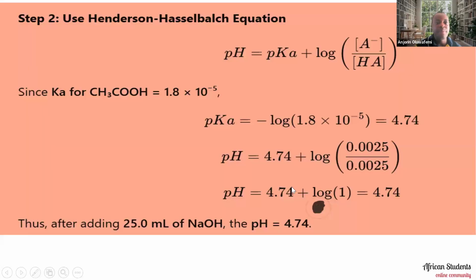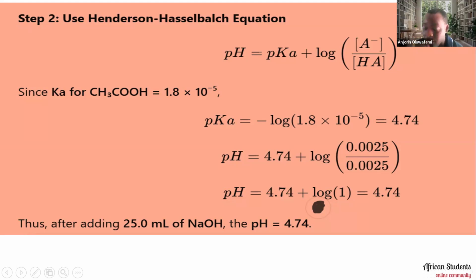Okay, so the second step is to use the Henderson-Hasselbalch equation, which says that pH equals pKa plus log of the conjugate base over the conjugate acid, as the case may be, just divide their concentrations. So we were told that the dissociation constant for CH3COOH is 1.8 times 10 raised to power minus 5. So therefore, the pKa is minus log 1.8 times 10 raised to power minus 5, which will be equal to what? 4.74.